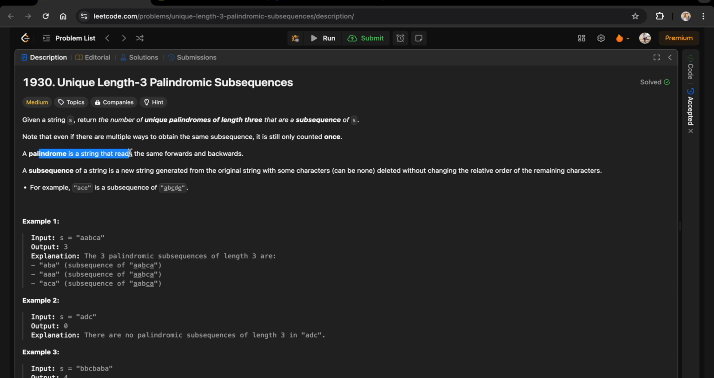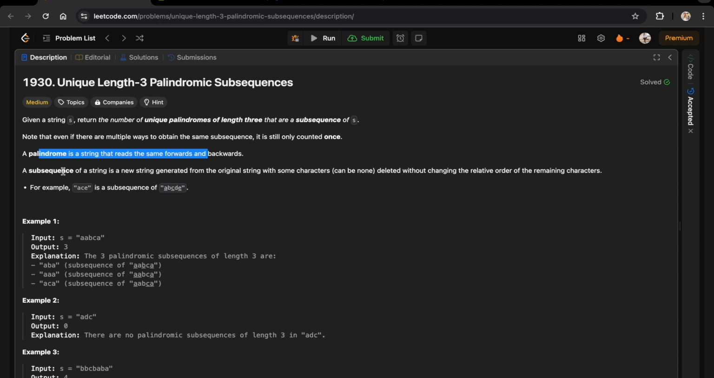A palindrome is a string that reads the same forward and backwards. That means ABA is a palindrome, because if we read it from the front, it is ABA, and if we read it from the back, it is also ABA. So that is a palindrome.